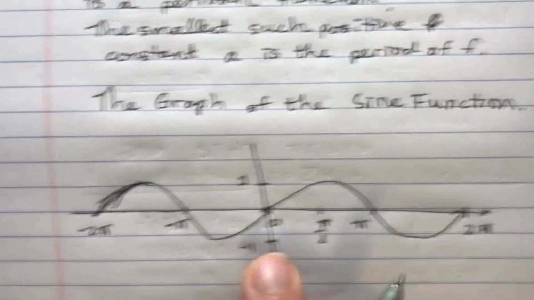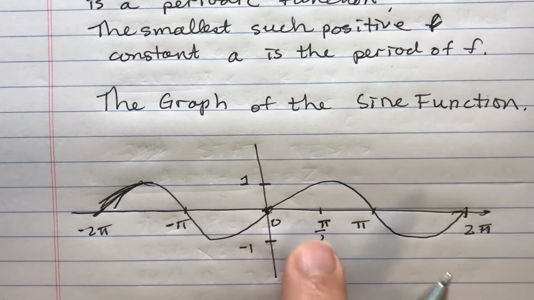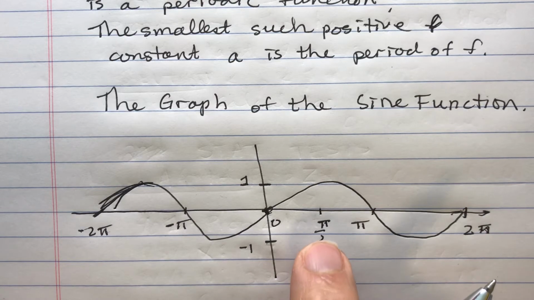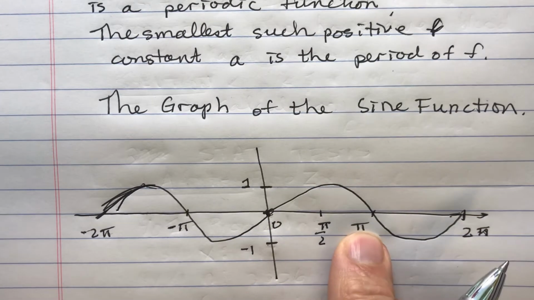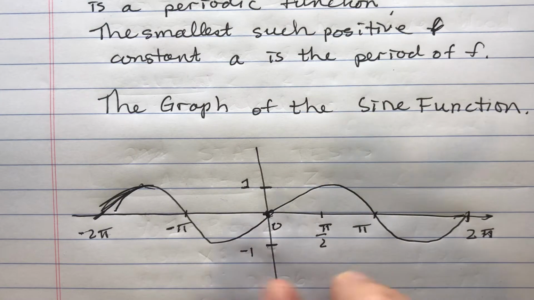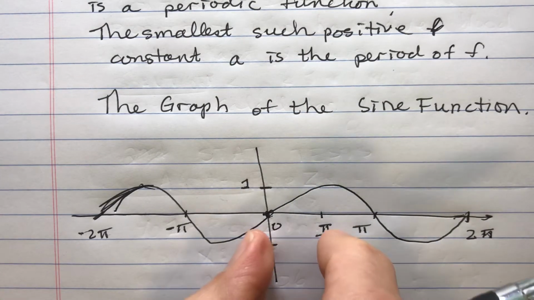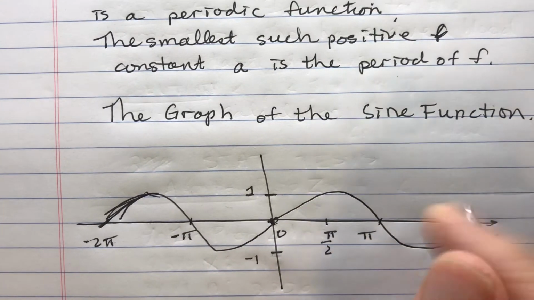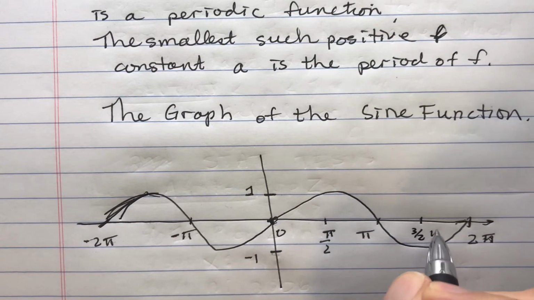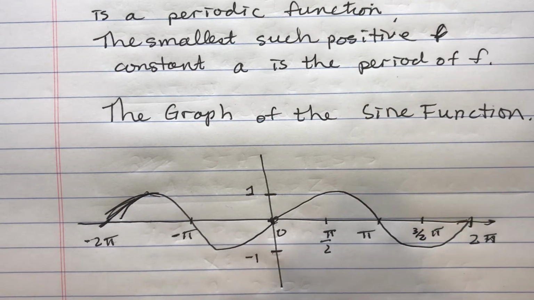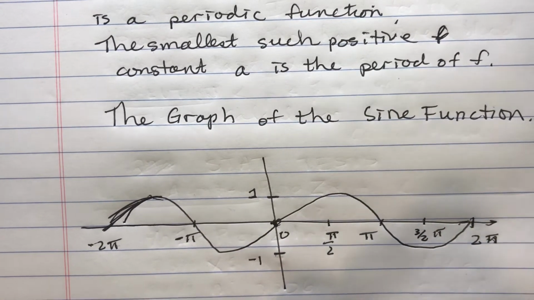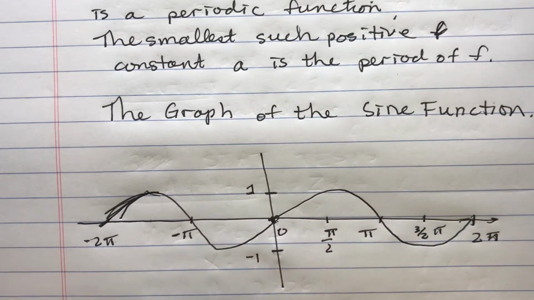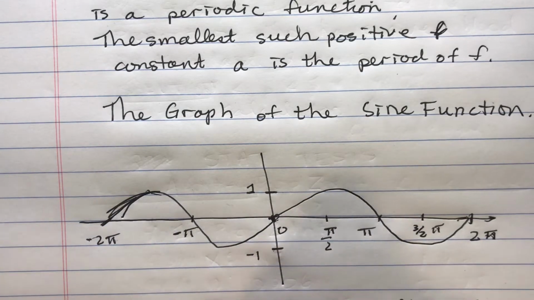If I take pi over 2 and I add that, I get pi. So from 0 to pi over 2, and then I add that again, I get pi, and I add that again, and I get 3/2 pi. These, 0, pi over 2, pi, 3/2 pi, and 2 pi, are called key points.